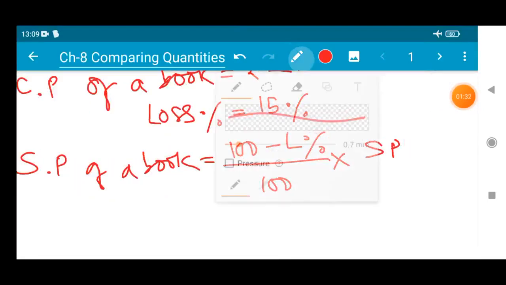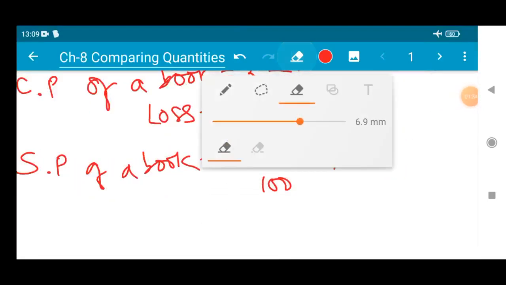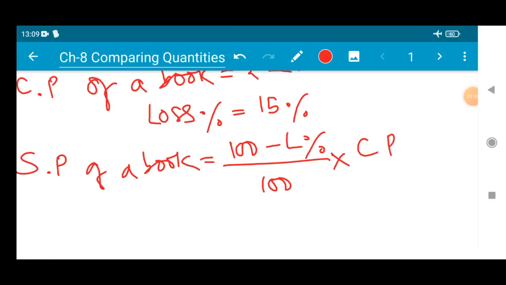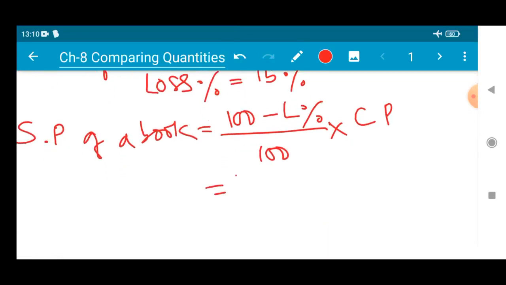Okay. Sorry, here I have mistakenly written SP. It is CP, because we have to find the SP. Whenever the formula is to find the CP, then it is 100 divided by 100 minus loss percentage into SP. But whenever we are finding SP, that is whenever loss percent is given and cost price is given, then it is 100 minus loss percentage divided by 100 into CP.